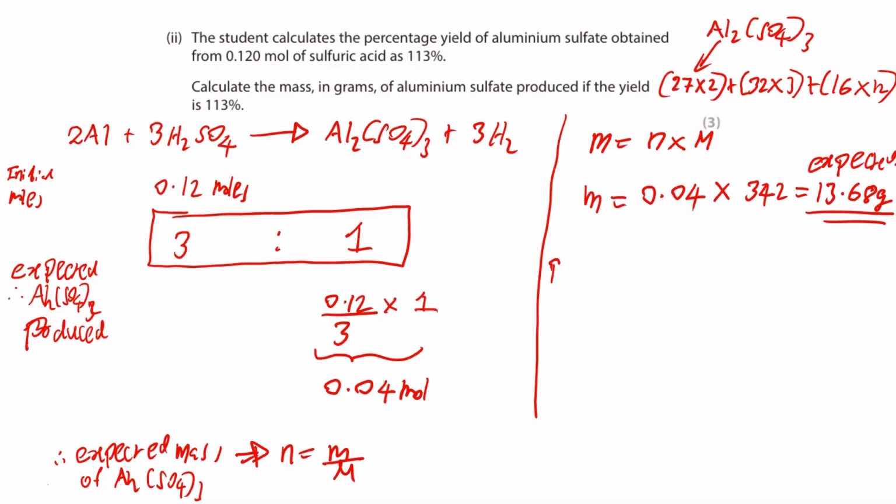So this is the equation for percentage yield, right? Percentage yield equals, what you do is you take the actual mass, what you really get, and divide by the theoretical mass, what is theoretically expected from the calculation, multiplied by 100. So they say that the percentage yield is 113%.